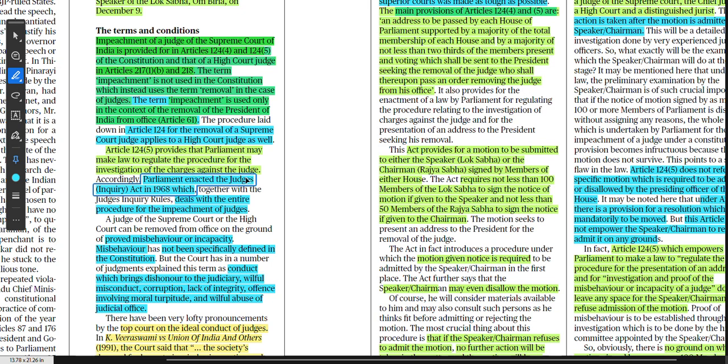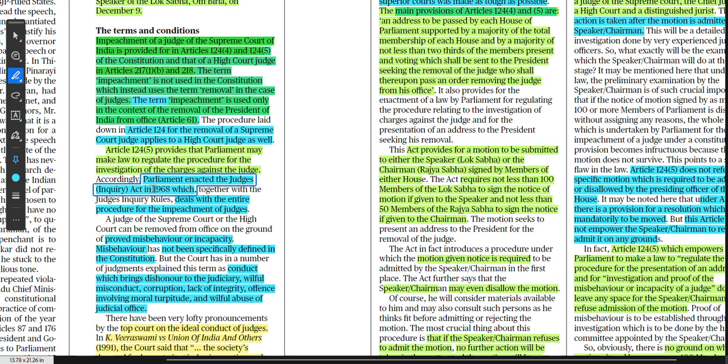Then Article 124, Clause 5 provides that Parliament may make law to regulate the procedure for the investigation of the charges against the judge. So the Constitution itself has not provided how to regulate that procedure. Accordingly, Parliament enacted the Judges Inquiry Act in 1968, which together with the Judges Inquiry Rules deals with the entire procedure for the impeachment of judges.